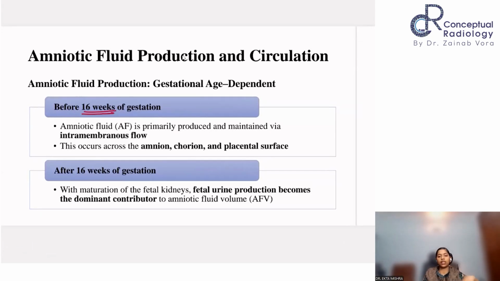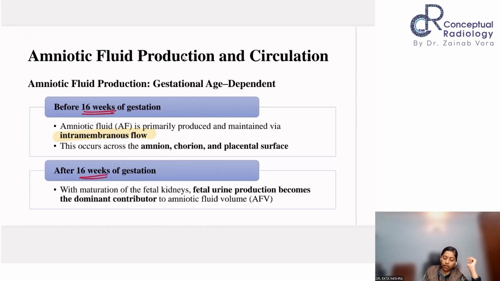Prior to 16 weeks of gestation, amniotic fluid is produced and maintained via the intramembranous flow. Okay, so it is the intramembranous flow which plays the role. Now it can occur across the amnion, chorion, or the placental surface. So prior to 16 weeks, usually structural abnormality of the fetus causing oligo is not seen because the amniotic fluid is being produced through the intramembranous flow.